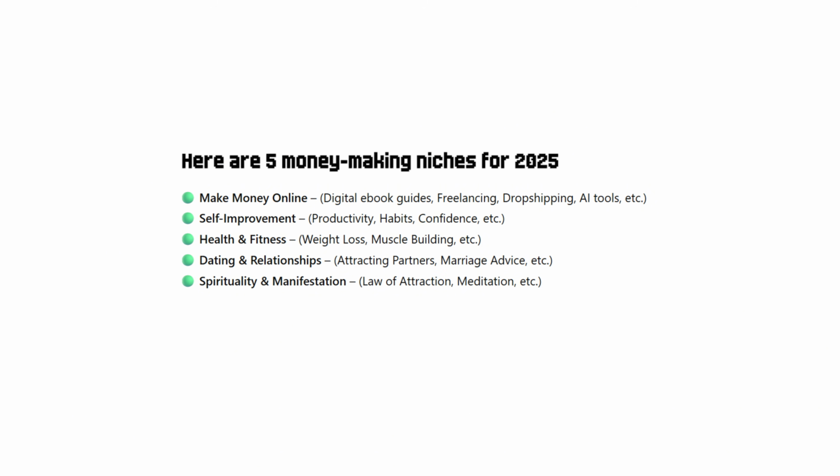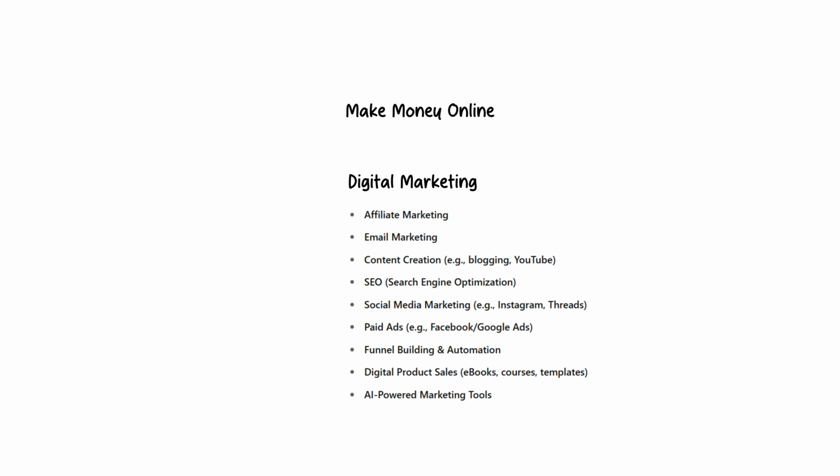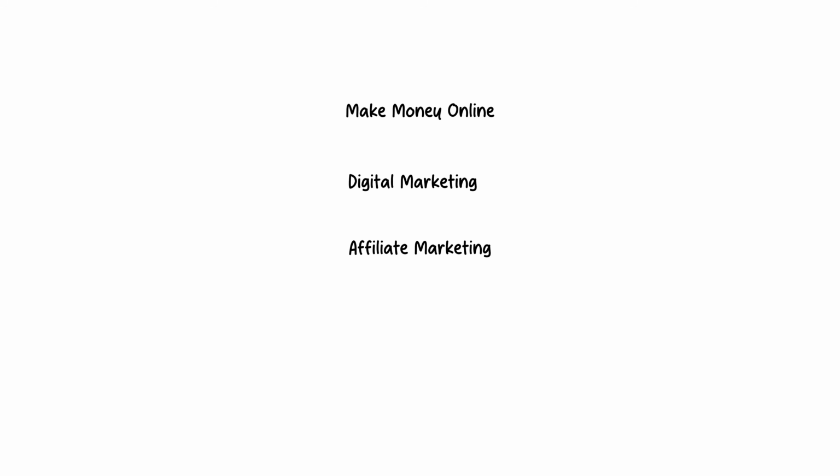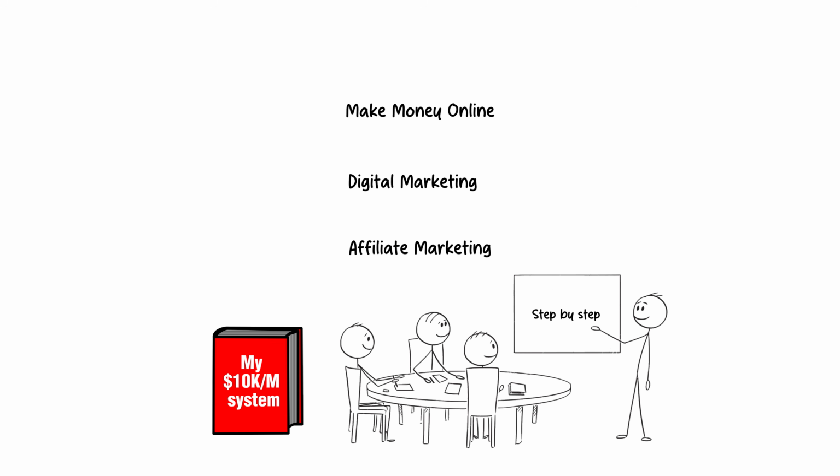But don't stay general. Niche down. For example, I picked make money online, too general. Then I narrowed to digital marketing, better. Now I'm choosing affiliate marketing, the perfect fit, because I can show real results and offer the exact blueprint I used.